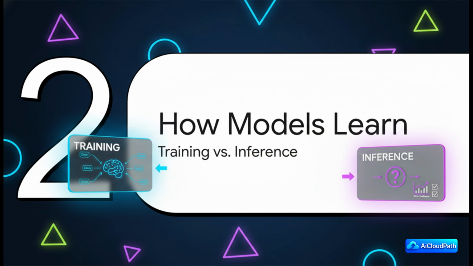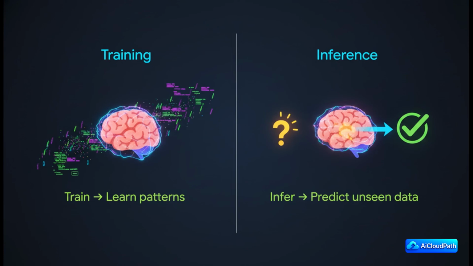Okay, so we've got the what, we know the definitions. But what about the how? How do these things actually learn? It all boils down to a fundamental two-stage process that you have got to know. It's called training and inference. It's actually pretty simple when you think about it.